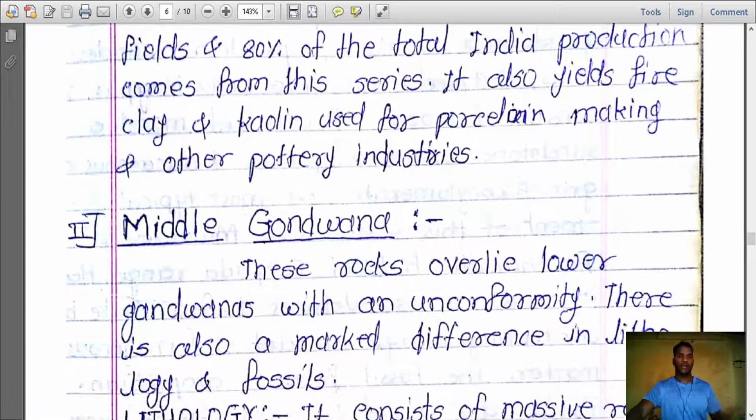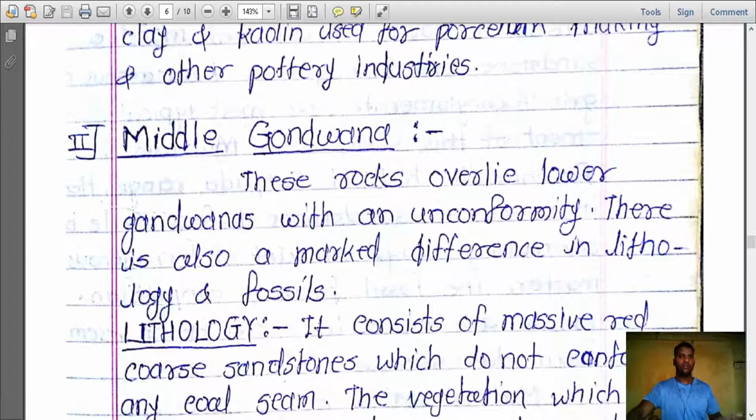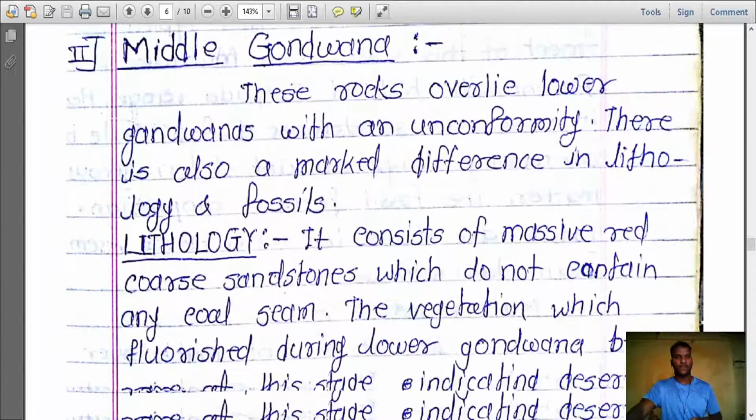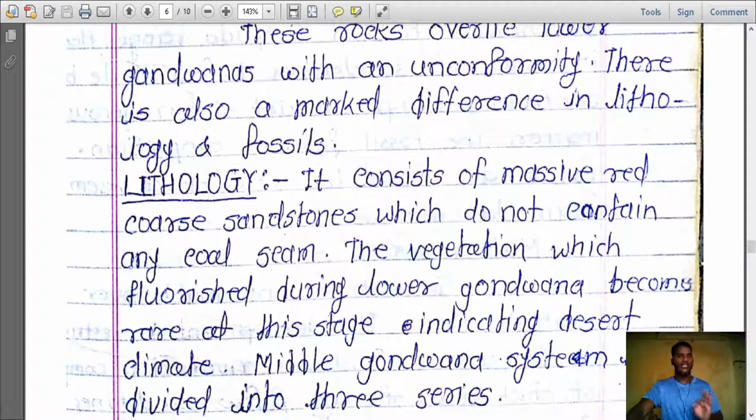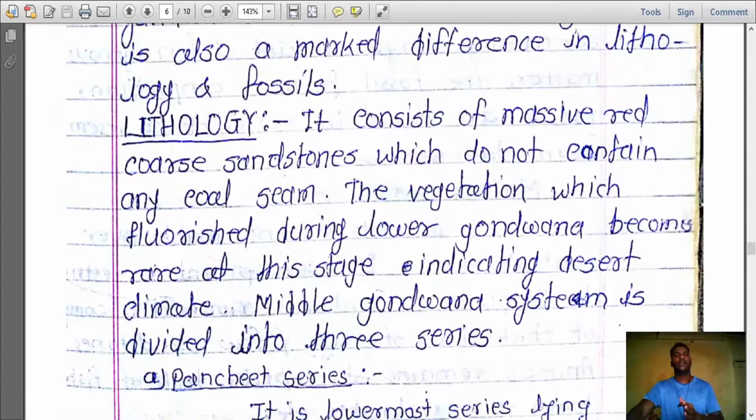Then Middle Gondwana. Middle Gondwana rocks overlie Lower Gondwanas with an unconformity. There is also a marked difference in lithology and fossils. Lithology. It consists of massive red coarse sandstone which does not contain any coal seam. The vegetation which flourished during Lower Gondwana becomes rare at this stage, indicating desert climate.